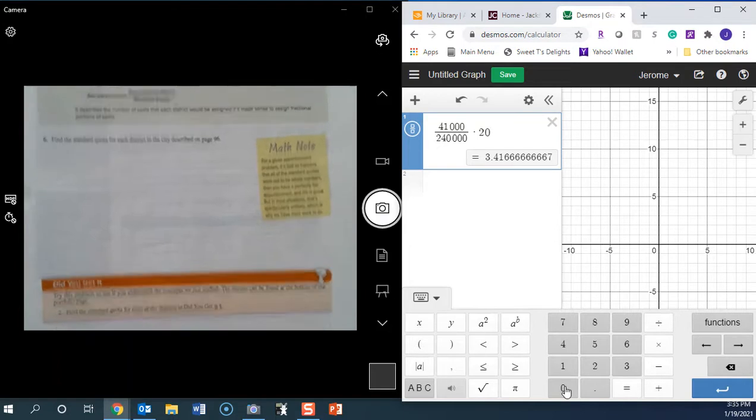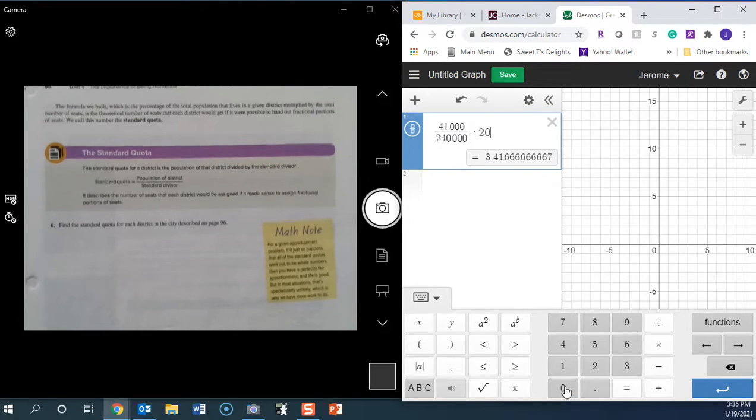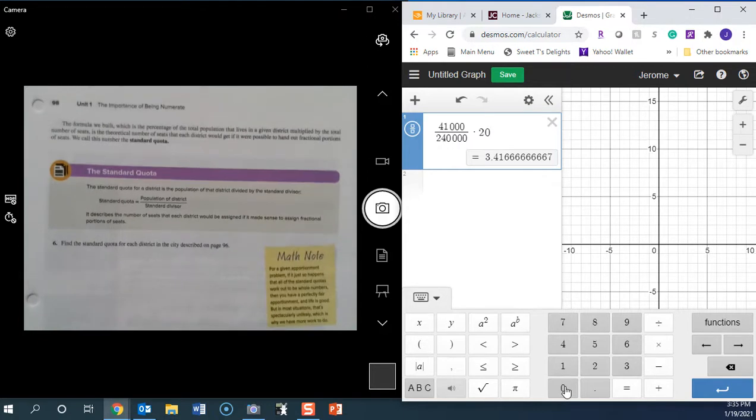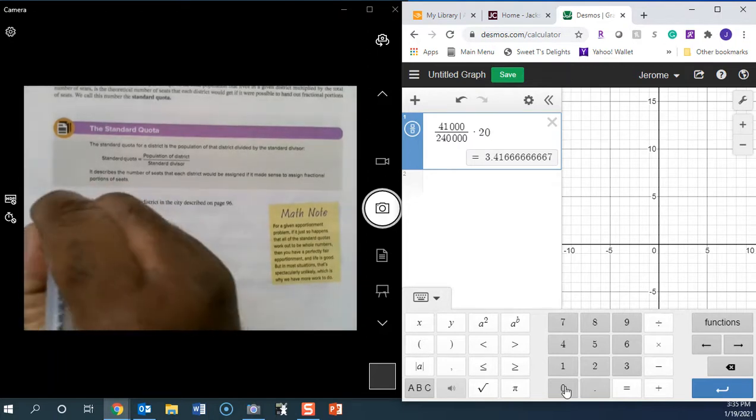Now, we come here to the next page. It says the formula we built, which is the percentage of the total population that lives in a given district multiplied by the total number of seats, is the theoretical number of seats that each district would get if it were possible to hand out fractional portions of seat. We call the number the standard quota. Again, the standard quota is the population of district divided by the standard divisor. So now, for number 6, they want us to find the standard quota for each district in the city described on page 96. So I'm just going to write out these.